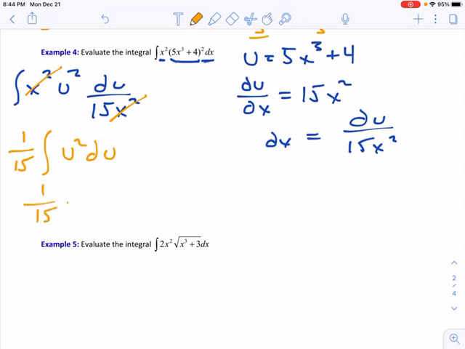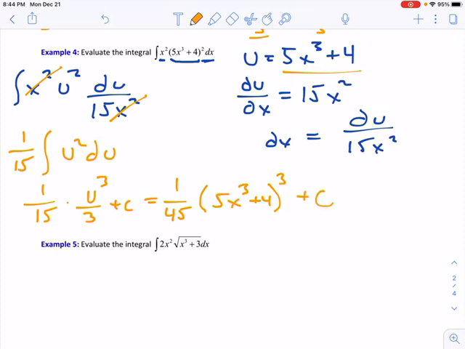1/15 times u cubed over 3 plus c, or 1/45 times u, which is 5x cubed plus 4 raised to the 3rd power plus c. And there is our answer.